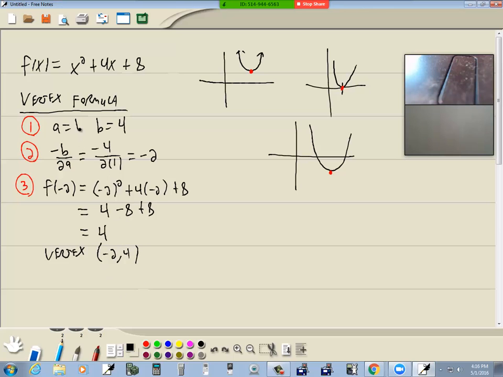Now A is positive. When A is positive, our graph opens up. So if we were to sketch this, negative 2, 4 would be right here, and if it opens up, I see it's not going to cross the x-axis at all. So the answer here would be 0. It doesn't hit the x-axis at all.